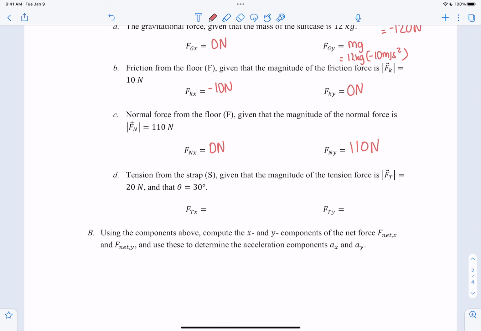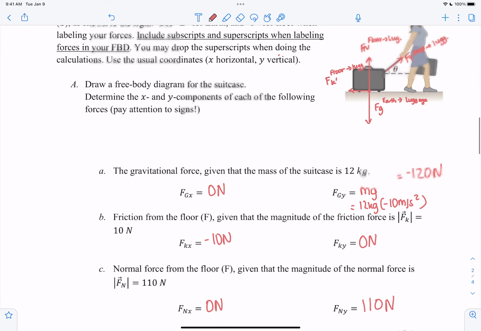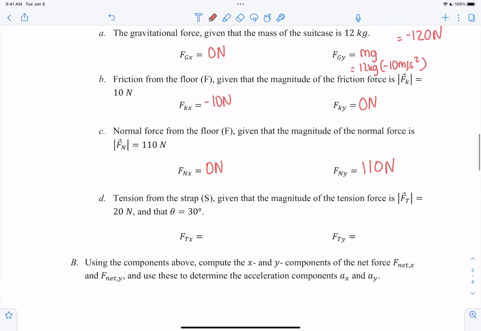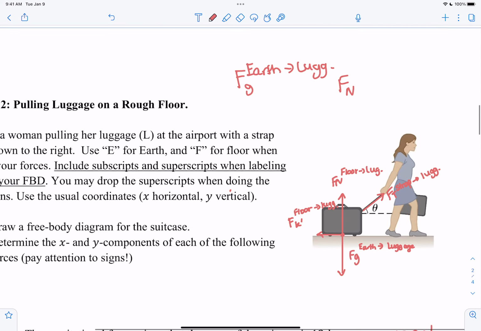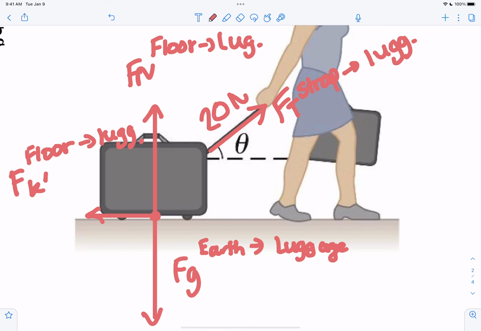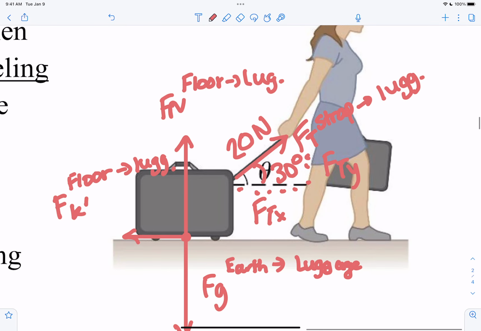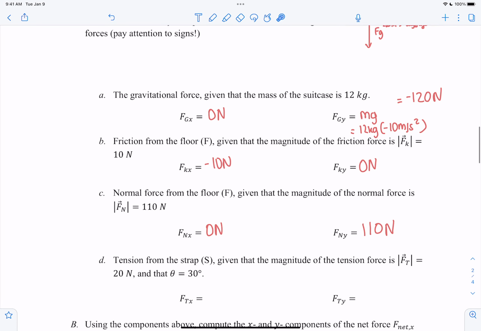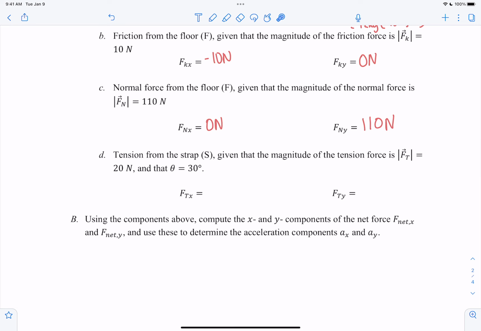So then we have part D here, tension from the strap, given that the magnitude of the tension force is 20 newtons, and that the angle theta here is 30 degrees. So we want to figure out Ftx and Fty, given that Ft is equal to 20 newtons. So this is 20 newtons. This is 30 degrees. This is Ftx, and that's Fty, right? So if we want to figure out Fty, this side right here, we're going to use a trigonometric function. Any idea which trigonometric function we would use for Fty?